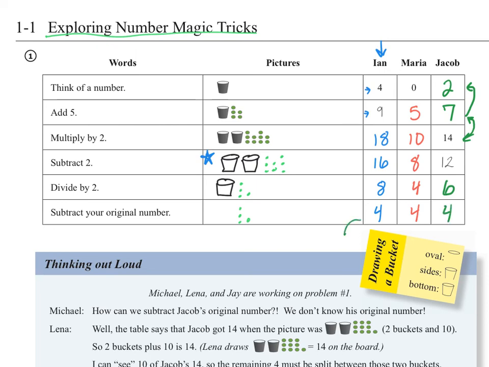Now, if you're noticing that they all end up with 4, you're exactly right. And when we see what happened in the picture, we can see why they all ended up with 4.